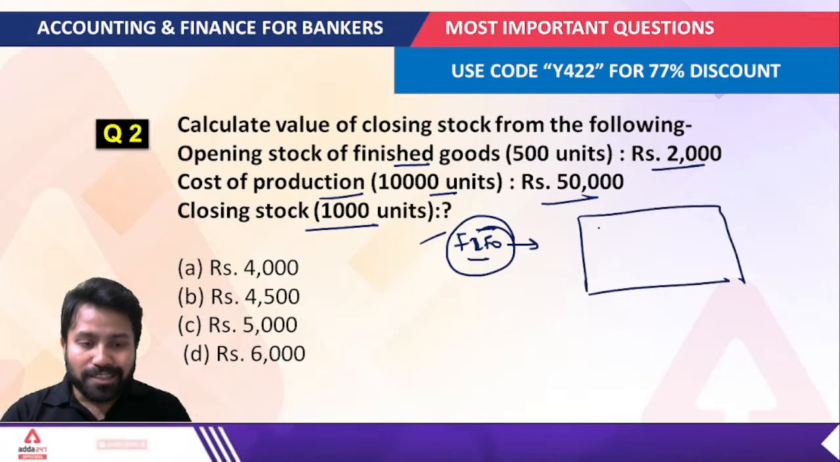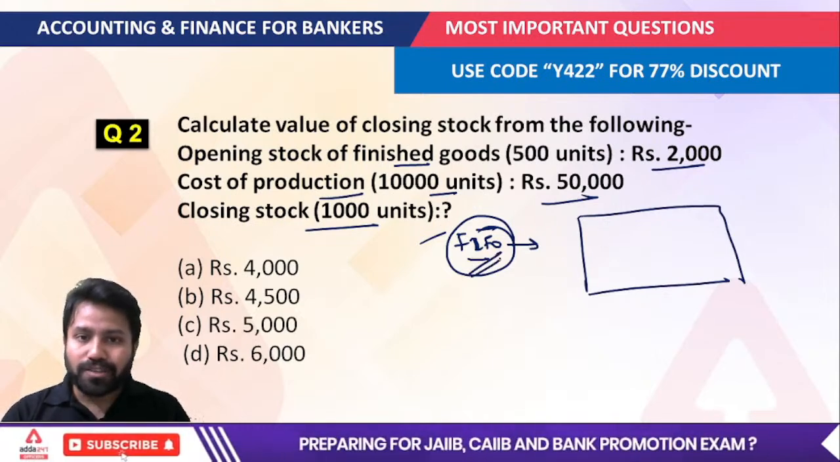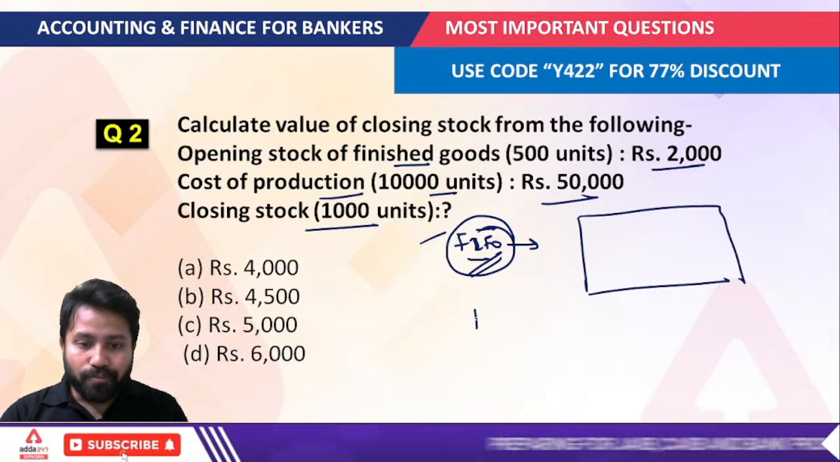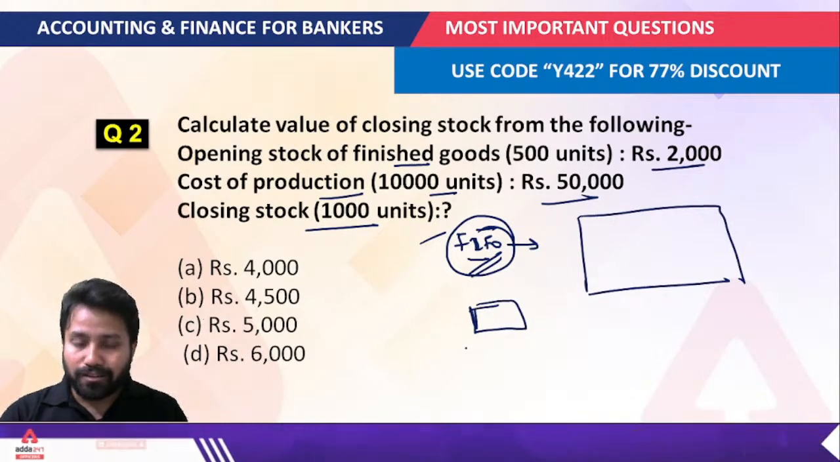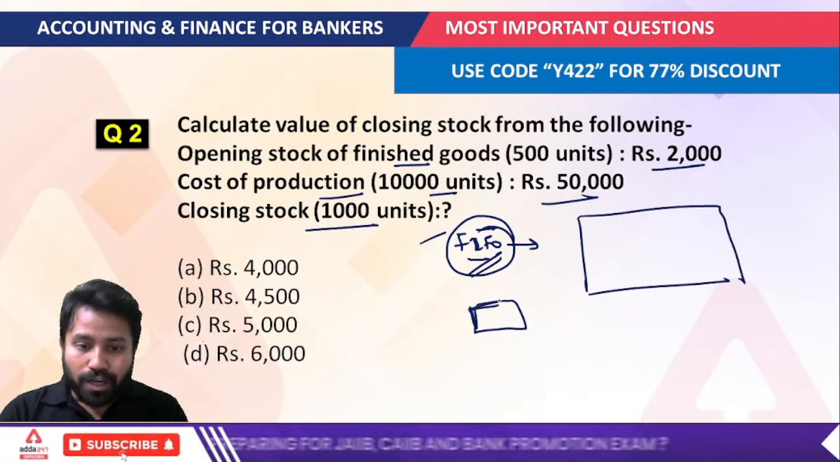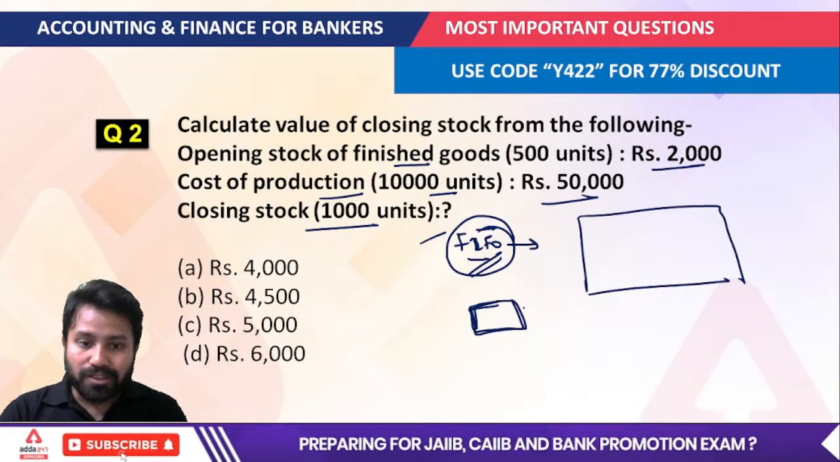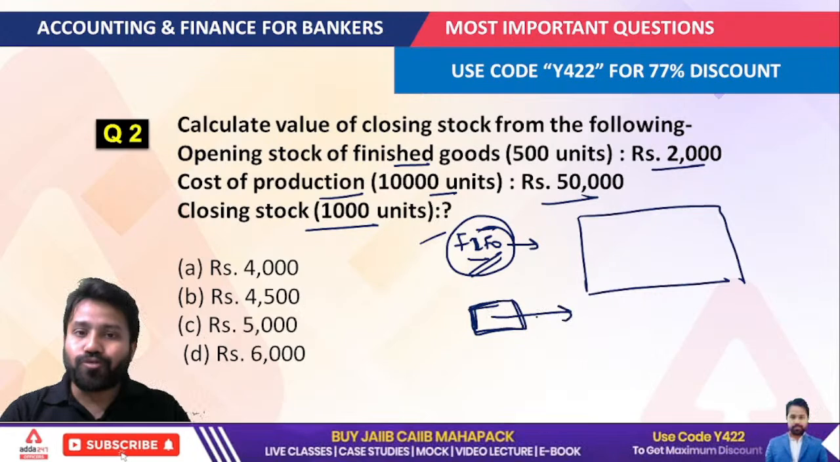Okay, so you can understand what the meaning of first in first out is. Suppose that one product is manufactured. The very first thing we are going to understand is that whatever product is manufactured first is going to be sold out first.